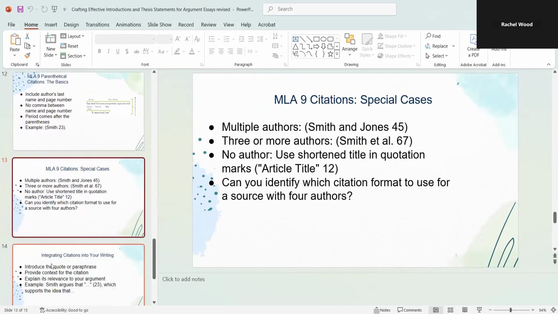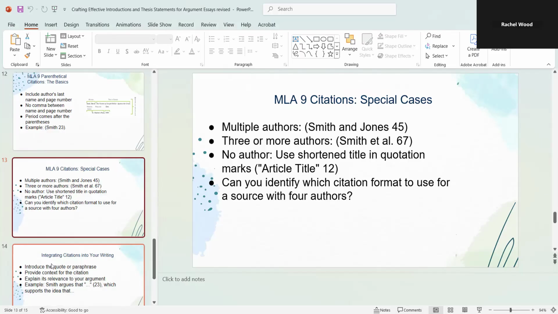There are special cases with MLA citations. If you have multiple authors, two authors, you would use both last names, Smith and Jones, page 45. If you have three or more authors, this is typical in medical texts, it would be Smith et al. Et al. is literally just Latin for "and others."